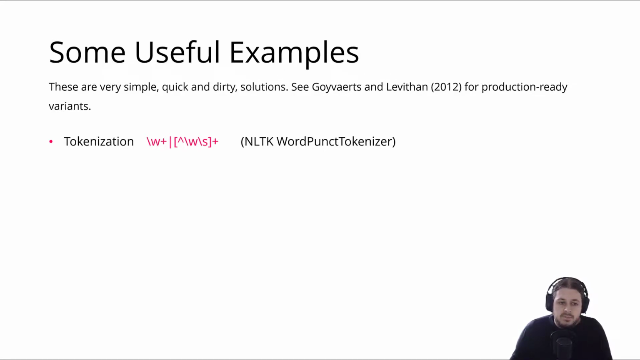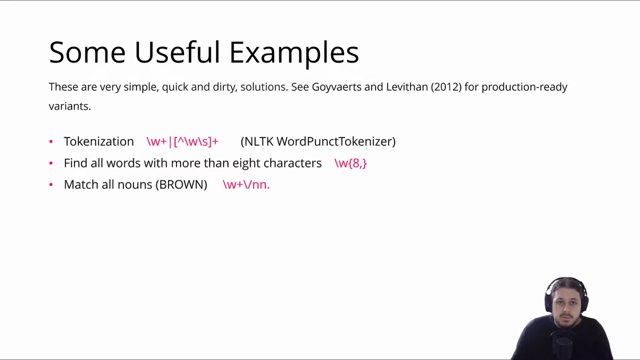So I'm going to briefly explain them here, and then we're going to look at them in practice. So first of all, we're going to do tokenization, and we do that by matching words as well as non-word characters. And we do this because we do tokenization here, in which we both tokenize words and also punctuation marks. Now for the second example, we're going to find words with more than 8 characters. And that could be interesting, for example, to find words that carry specific meanings. We're also going to match nouns, so part of speech annotated tokens in the Brown corpus.